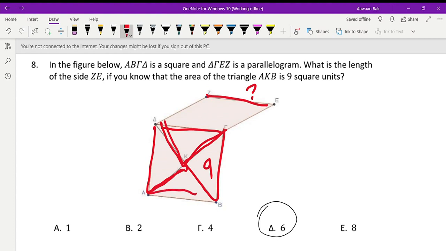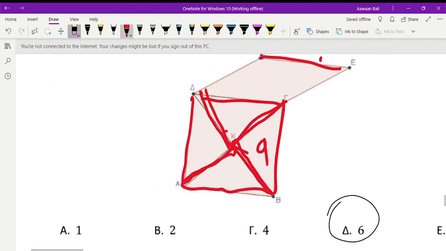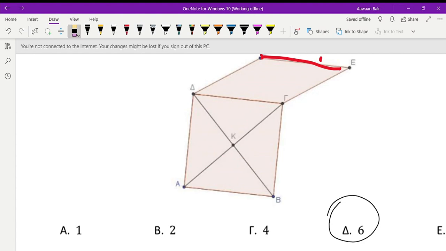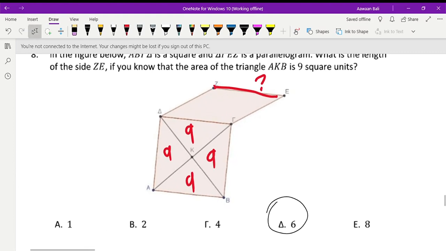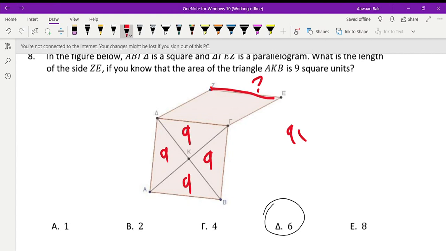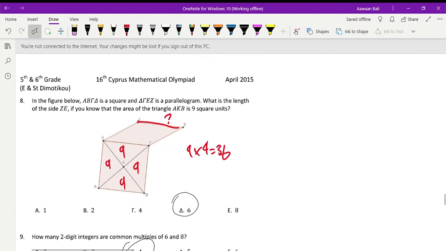In this case, we actually have to piece things together, since you realize that this is 9, the area of this is 9, and there are 3 other identical triangles like that. So that's 9, that's 9, that's 9. They're all 9. So 9 times 4 is 36. Therefore, the area of the square is 36.